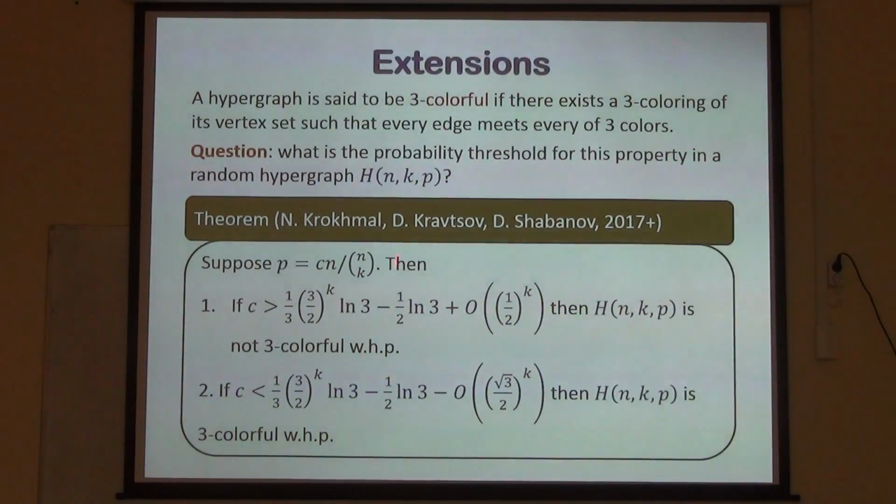So surprisingly, we were able to establish this threshold up to some exponential function of k. So the error terms are both exponential functions of k. In comparison with the classical problem, here we don't even have a bounded gap. We have a gap which tends to 0 with growth of k.